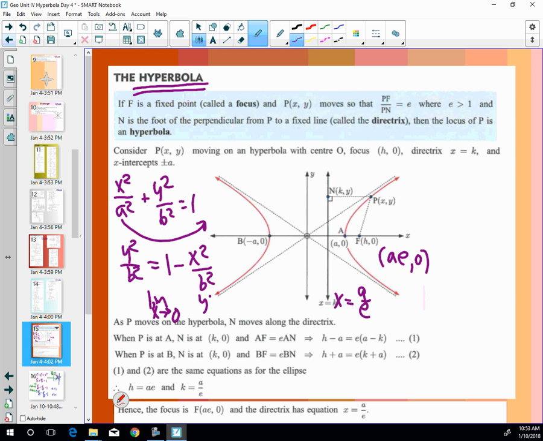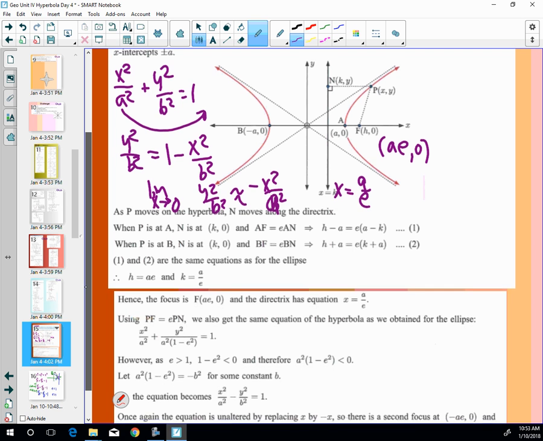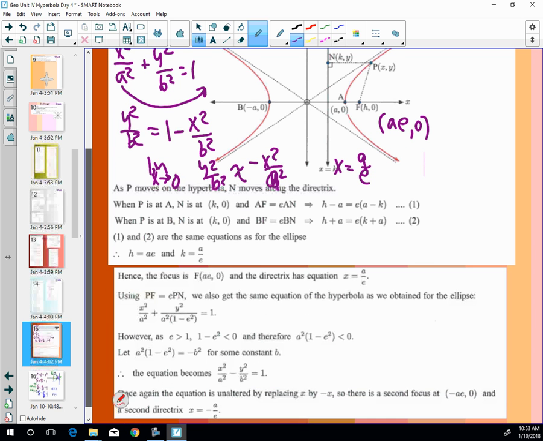So then y squared over b squared is approximately the same as negative x squared over a squared. And so what you're going to get for a formula, I'm running out of space here, is y over b is approximately equal to negative x over a. So y is approximately negative b over a times x.